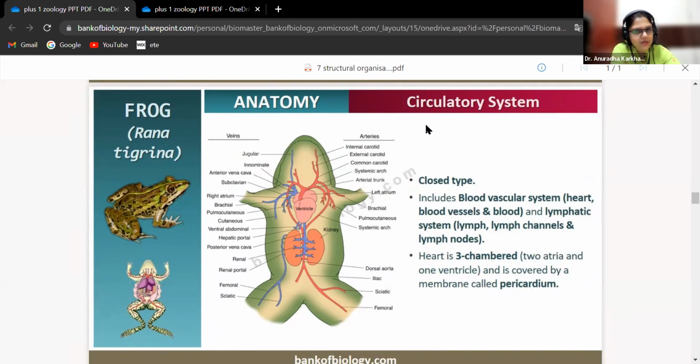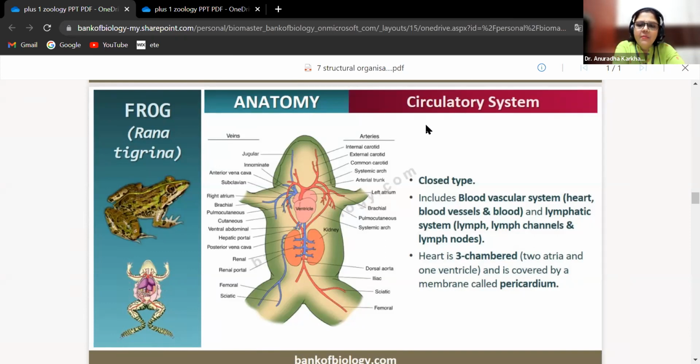Heart is 3-chambered. This is a bit of difference. Human heart is 4-chambered. Correct? We are going to have 2 atria and 2 ventricles. They are going to have 2 atria and 1 ventricle. Okay. So ultimately क्या है? Ventricle में है ना, oxygenated blood and deoxygenated blood का mixing होने ही वाला है. एक ही ventricle है वहाँ.